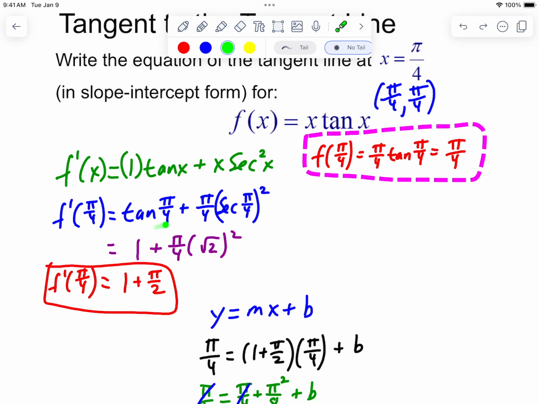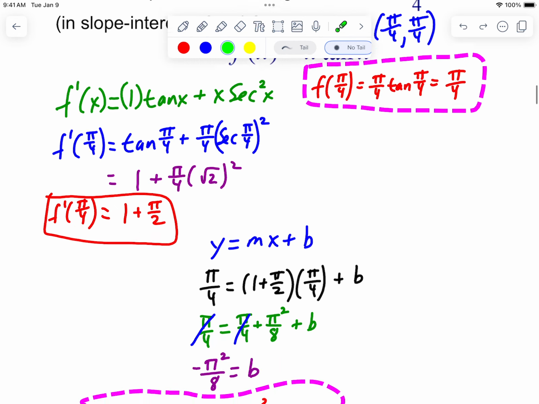So I plug in pi fourths. The tangent of pi fourths is 1. We got that. And then this becomes pi fourths times the secant of pi fourths, quantity squared. The secant of pi fourths is root 2. Root 2 squared is 2. 2 times pi fourths gives us pi halves. So then our slope of the function when x is pi fourths is 1 plus pi halves.